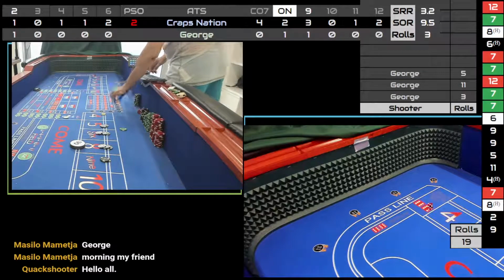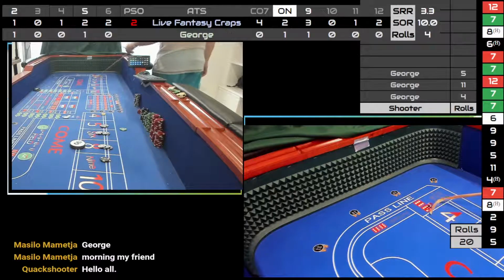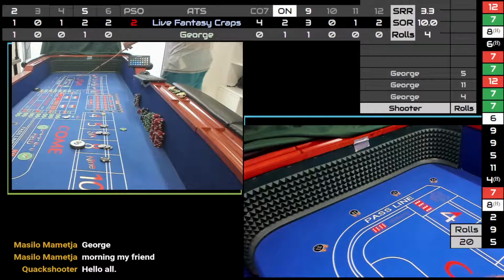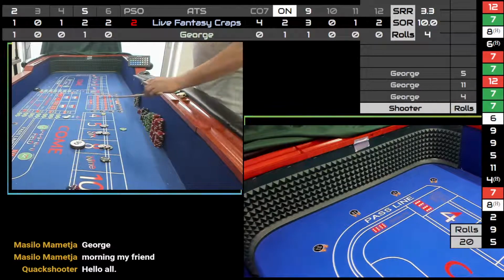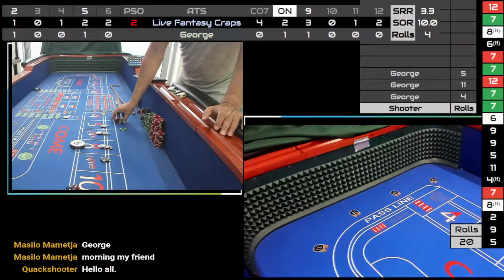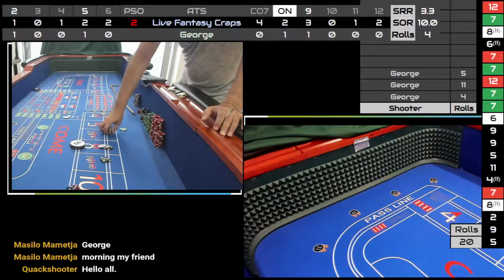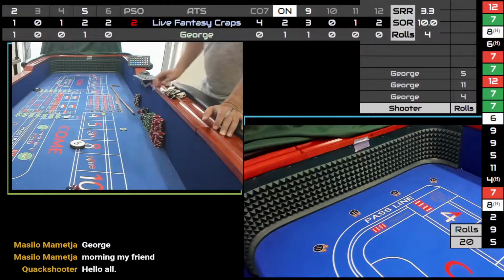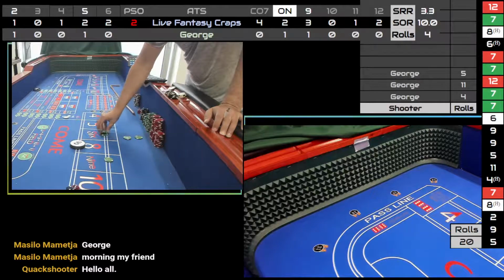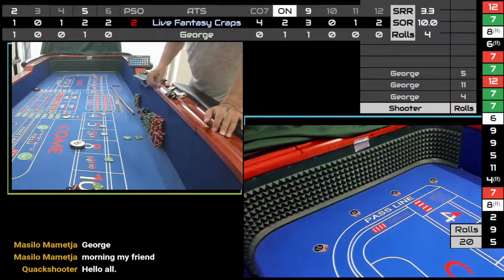2, 3, 5. Primary. Ace 5 is the opposite side, 4 is the opposite side. $280. Let's take it down. The 25 here. 10 here.